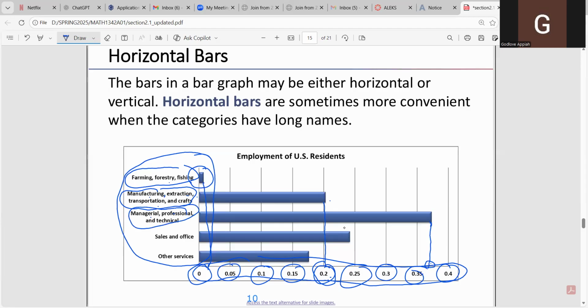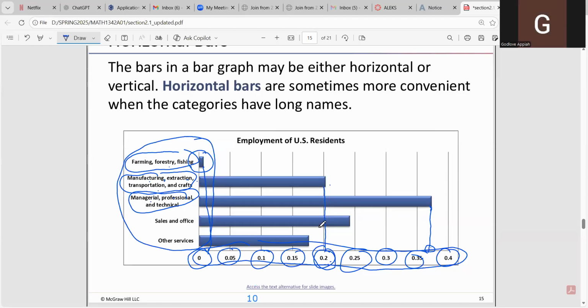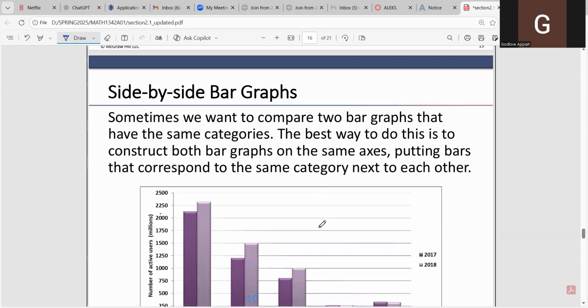This plays the exact same role that a vertical bar graph plays. It allows us to organize and summarize data. This is preferred when the names of the categories are pretty long. Is that okay? Any questions? No? All right, great. Let's move on to another kind of graph.